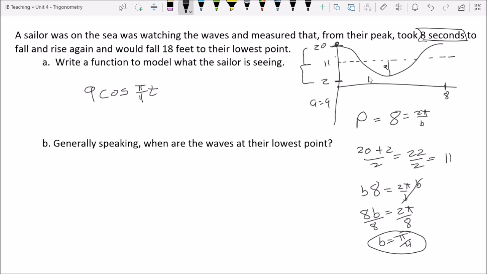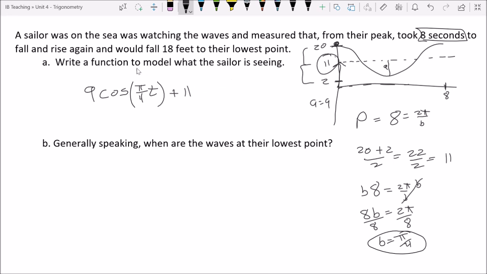Are there any horizontal shifts to deal with? Nope. It starts at its highest point, so there's no horizontal shift. And is there anything that I've missed? Oh yeah, there's a vertical shift on this one. Now, one thing that makes this easy about putting in the midline and the vertical shift are always the same. Because remember, the midline would have been at 0. It's clearly been shifted up 11 units. So I'm just going to put a little plus 11.